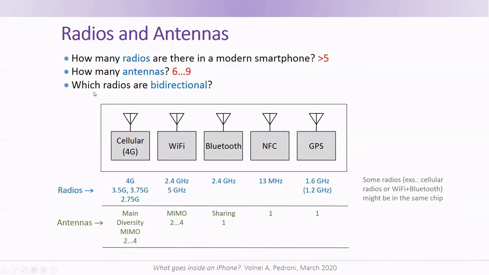An additional question is, which radios are bidirectional? In other words, which radios send and receive information? The answer is all but GPS. We receive data from satellites, but we do not send anything back to them.